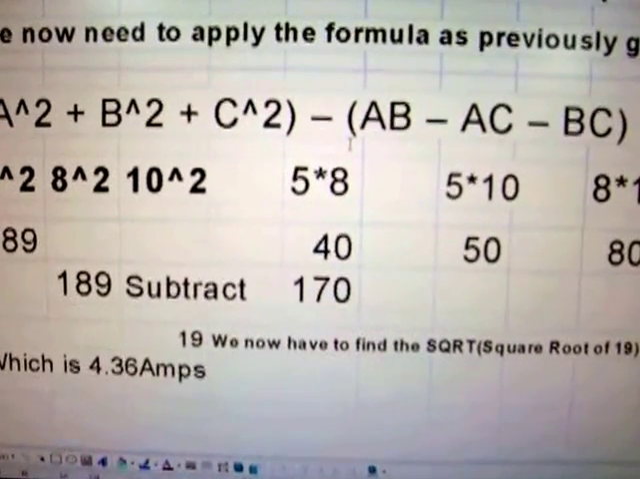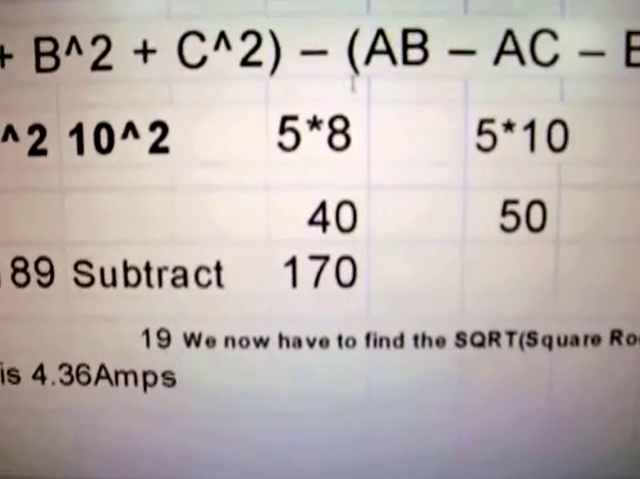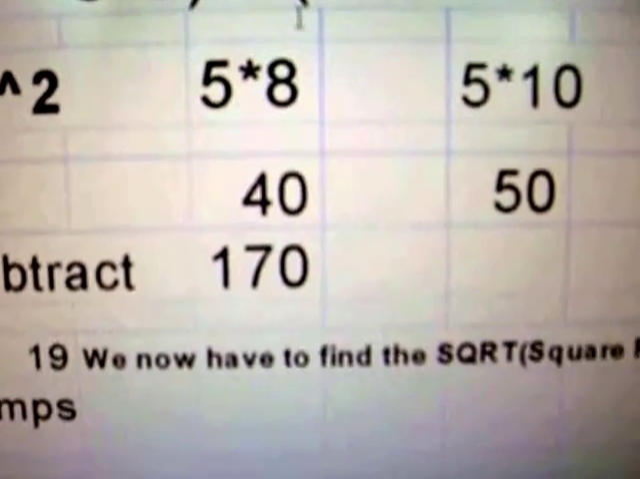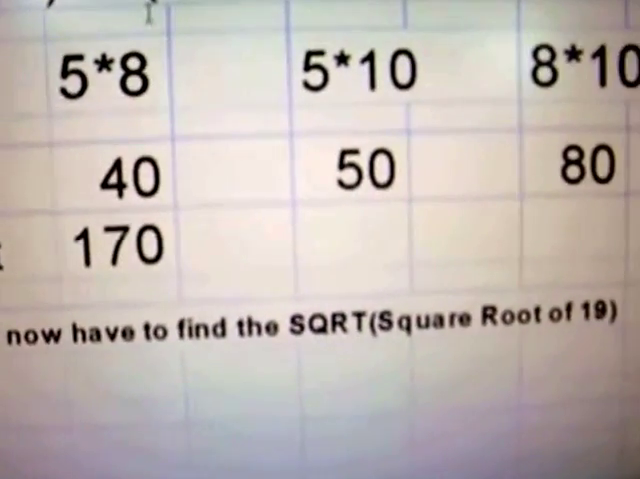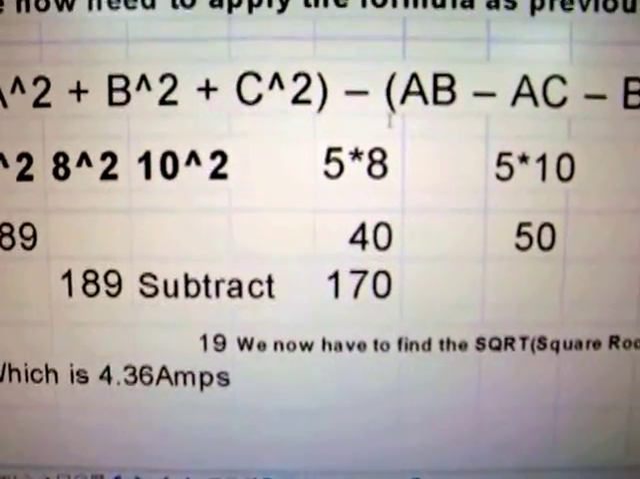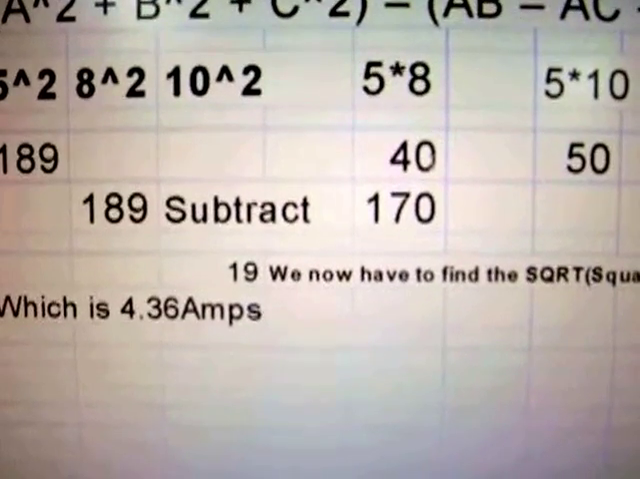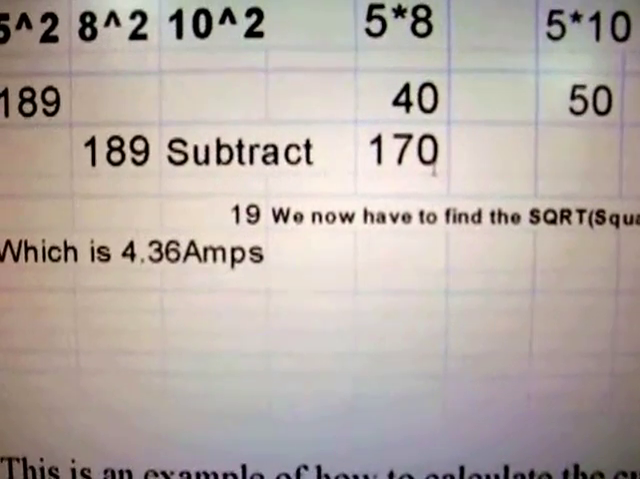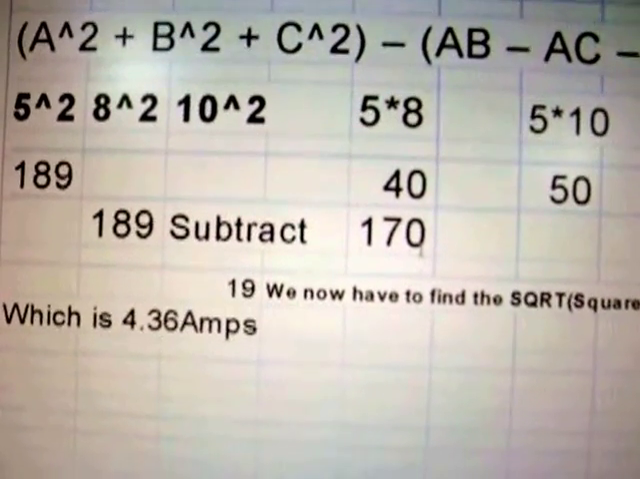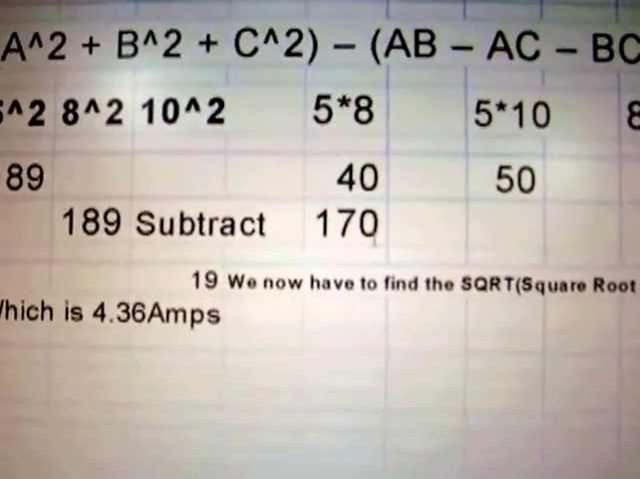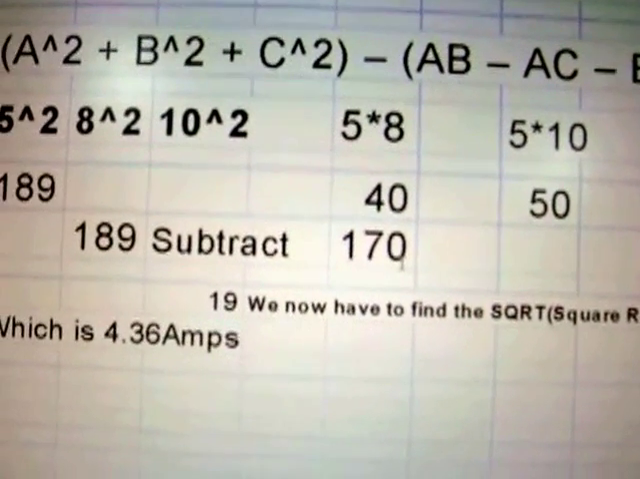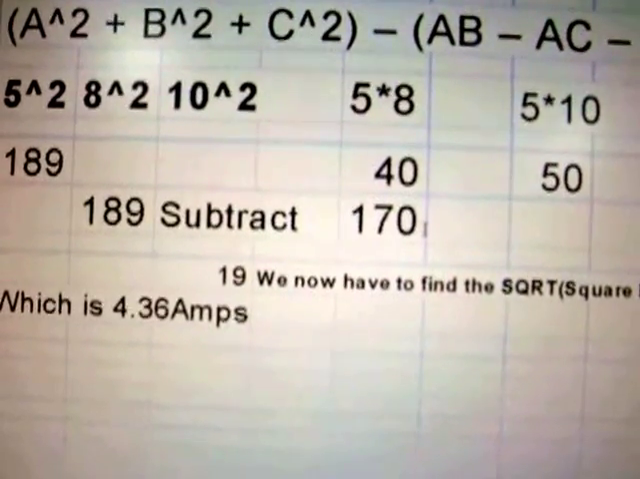If you then subtract 170 from 189, it will leave you 19. You then need to find the square root of 19, and you'll find that it comes out to 4.36 amps. And that is the current in the neutral in this case. That is not always the case; this is purely an example.